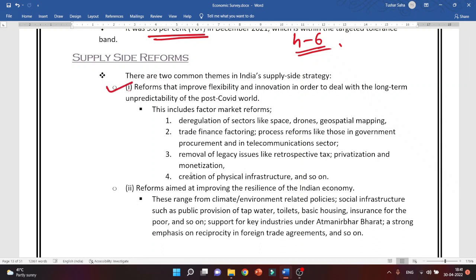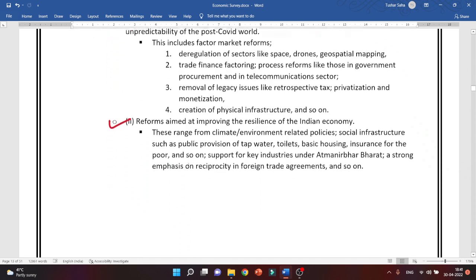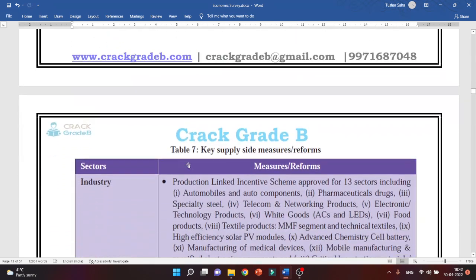Reform that improves flexibility and innovation in order to deal with the long-term unpredictability of the post-COVID world, and reform aimed at improving the resilience of the Indian economy. Okay, so the rest you read, you will get to know.